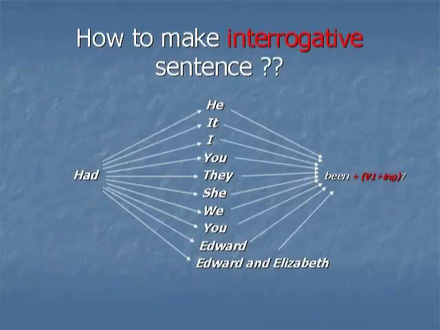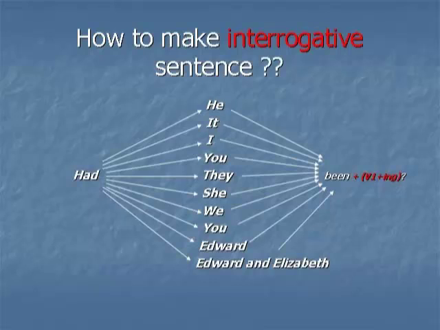How to make interrogative sentence? Bring had at the beginning of the sentence. This is all what you need to do. Then the sentence will become had he been sleeping? Had it been sleeping? Had I been going? Had you been writing? Had they been writing? Had she been writing? Had we been writing? Had you been going? Had Edward been sleeping? Had Edward and Elizabeth been sleeping?